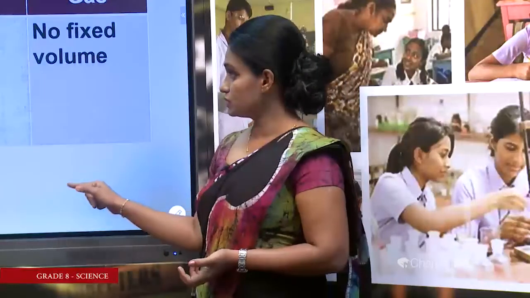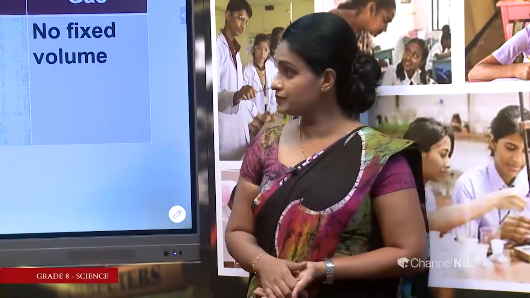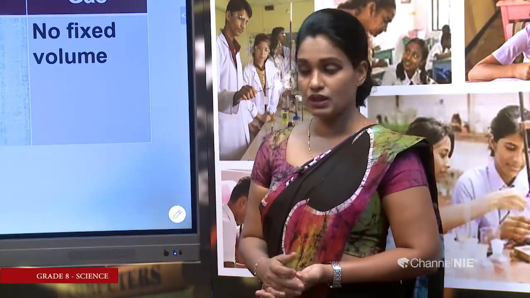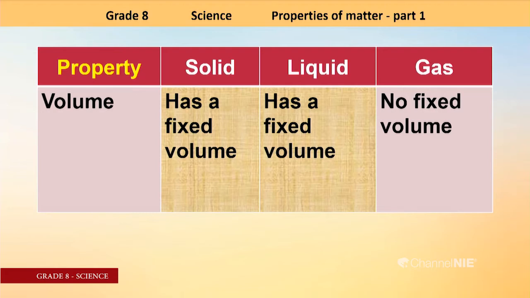Shall we talk about the next one, that is volume. Here in the volume, solid has a fixed volume. Then liquid also has a fixed volume, but a gas has no fixed volume. So, that is about the property volume.